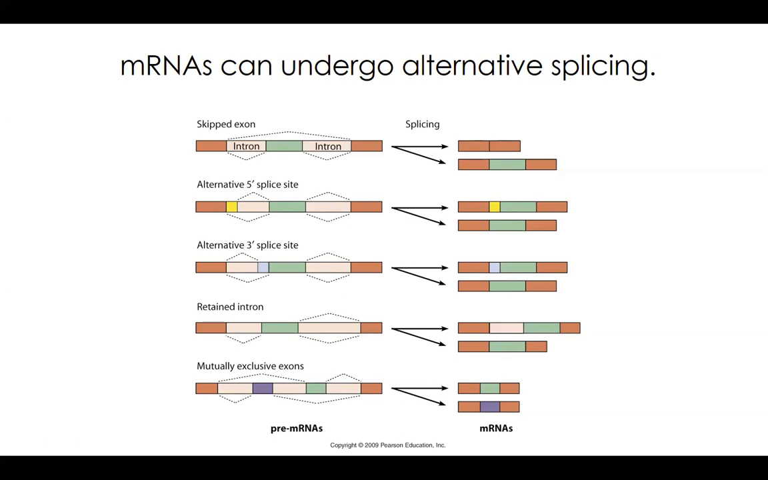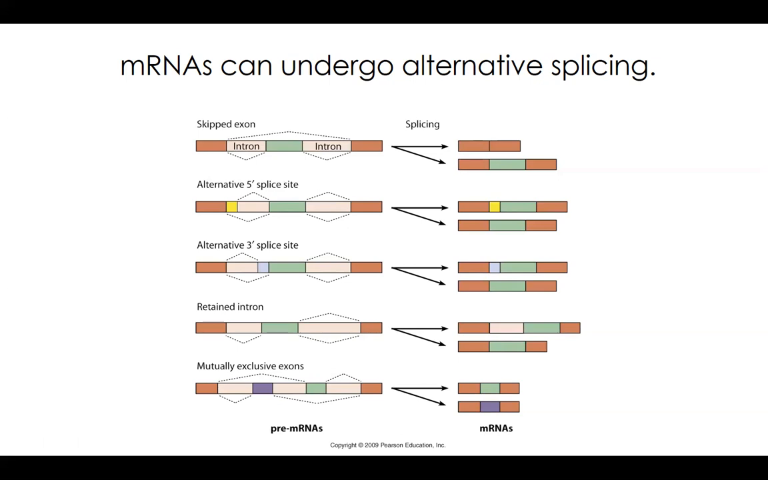And this sounds like it would be a crazy thing that would happen once in a while, but the vast majority of your genes have at least some alternative splicing, and almost all of them undergo splicing to a degree, but there are also a lot of alternatives that can happen out there.